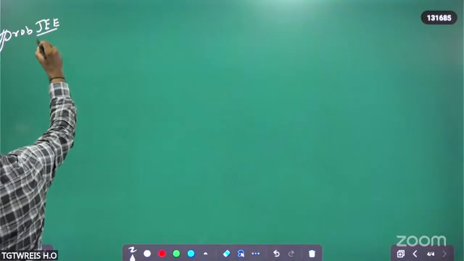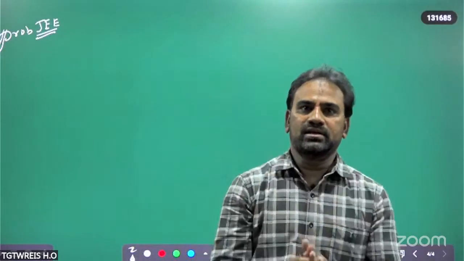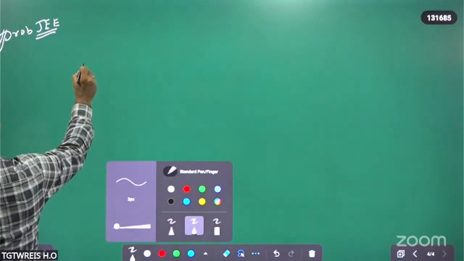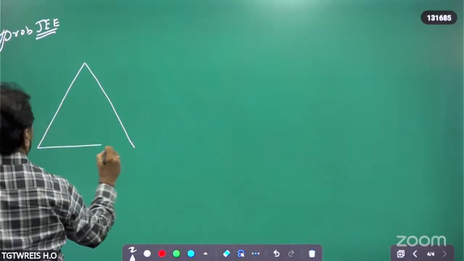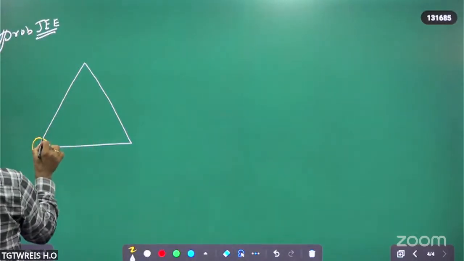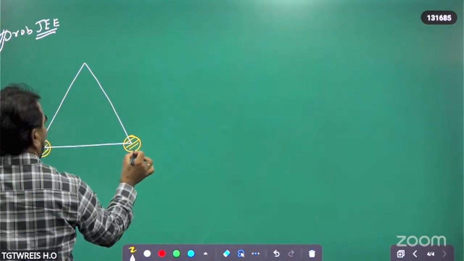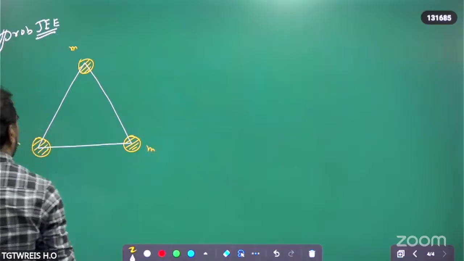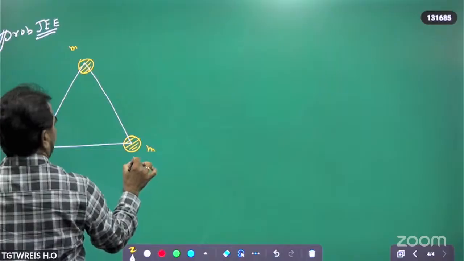See, next problem. This is also a JEE problem only. Suppose we consider three particles having the same mass. These three particles are placed at the vertices of an equilateral triangle like this. The particles each have the mass m. Each particle has the same amount of mass, which are placed at the vertices of an equilateral triangle A, B and C.